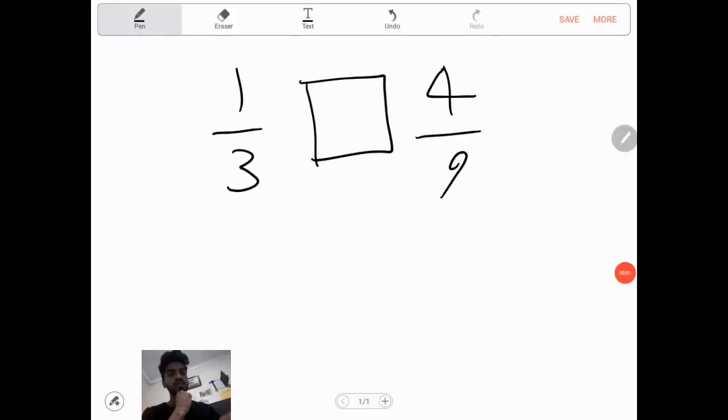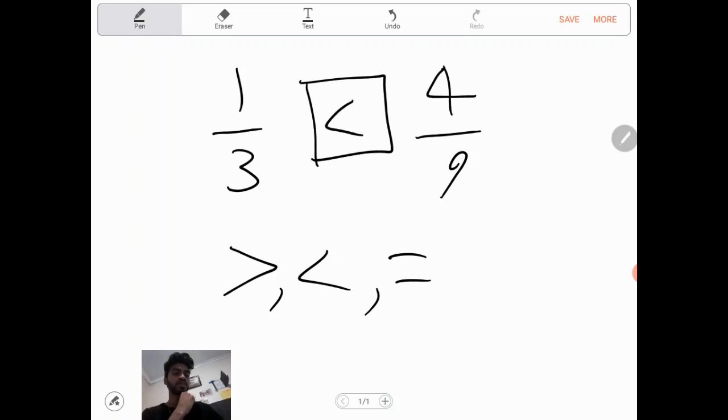Here's one I just want you to quickly have a go at. So pause the video and decide what symbol needs to go in there. So it's going to be one of these three. Which one is it? That's right. If you said it is in fact this one, then you were correct.